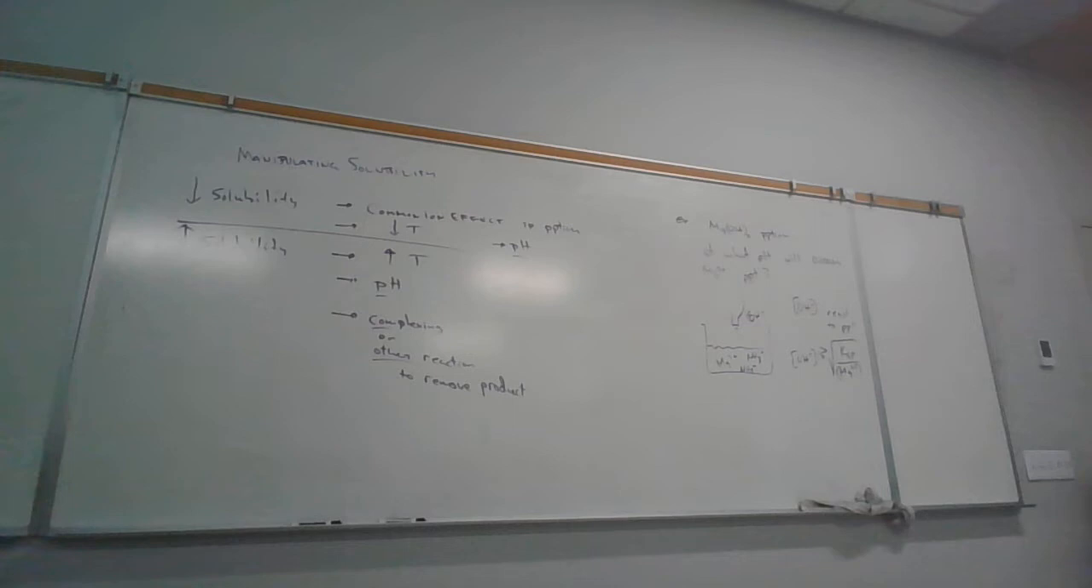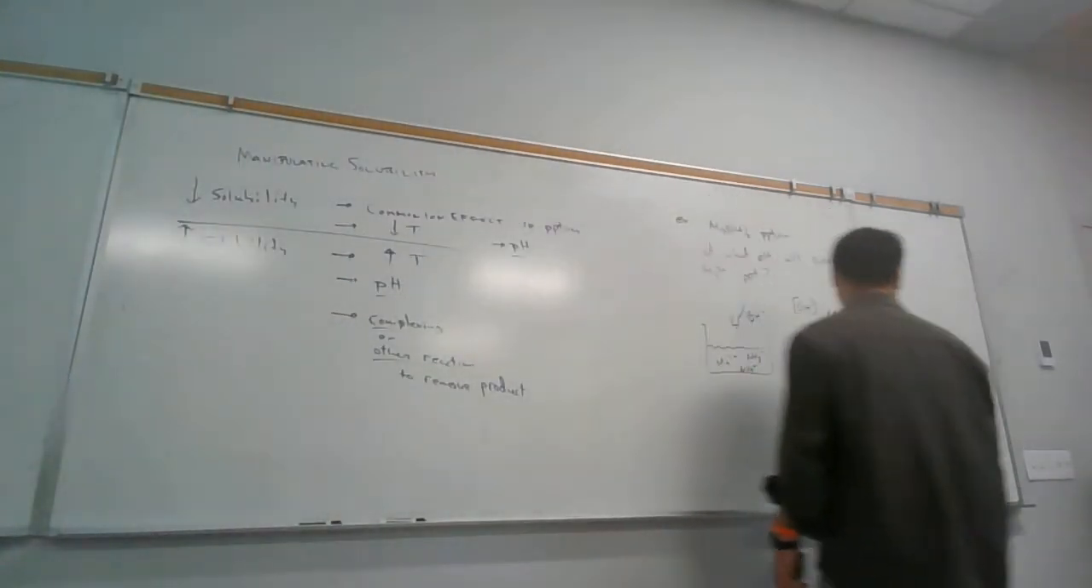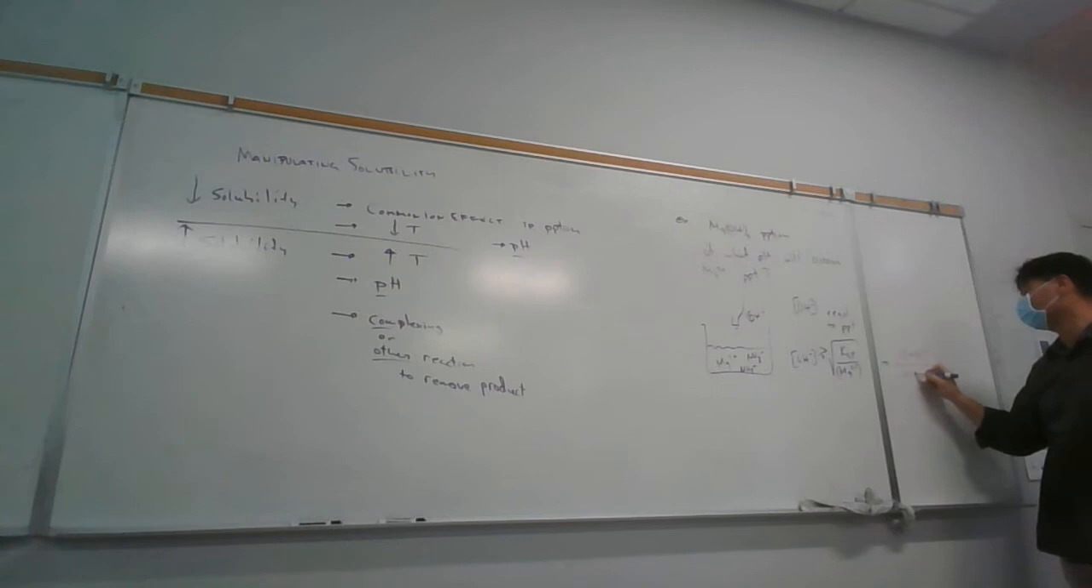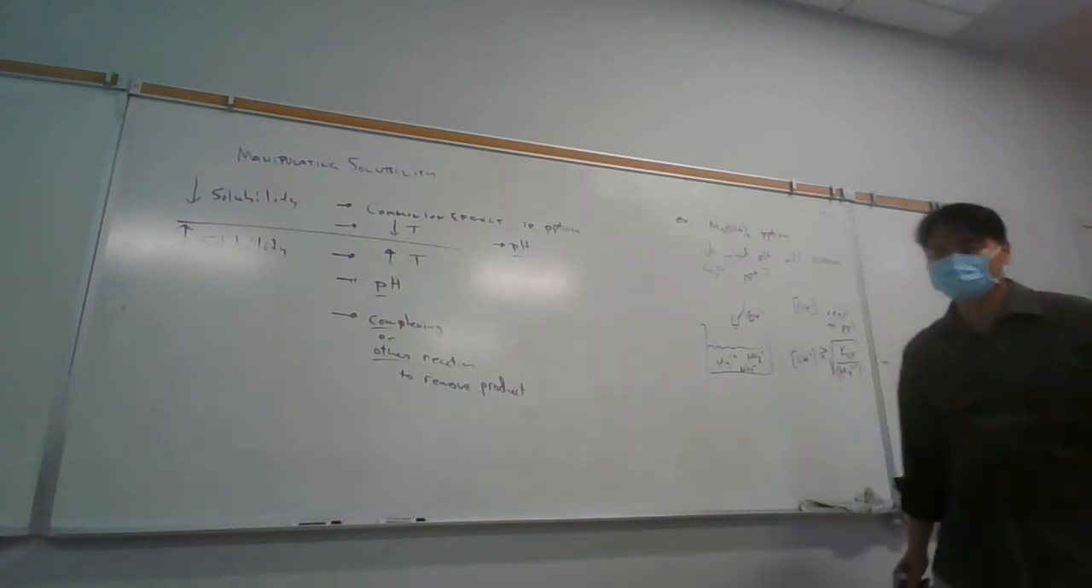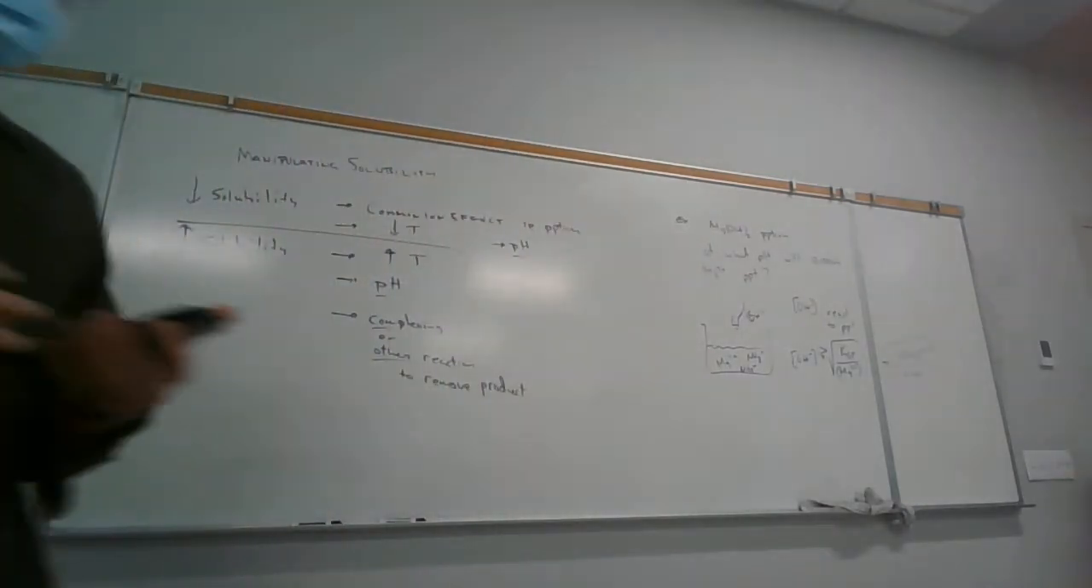1.8 times 10 to the minus 11 is the KSP for magnesium hydroxide. So we'll go over here. It's going to be 1.8 times 10 to the minus 11 divided by 0.100, and we'll take the square root of that. That's going to be the hydroxide required for precipitation. It's the magnesium ion.